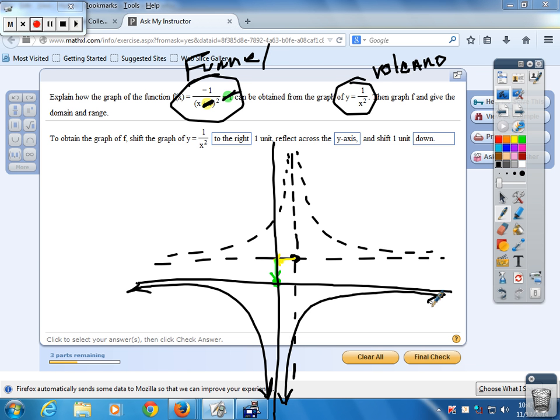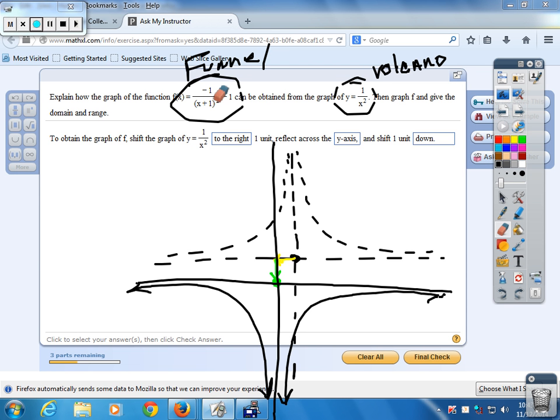Always start with your parent graph. You always start with your parent graph, period. And then you take that parent graph and you compare it to this guy. And then you say, okay, that one is connected to the X, so that'd be a horizontal shift of 1 to the left. And that means that's a vertical shift, and that negative means it's turned upside down.